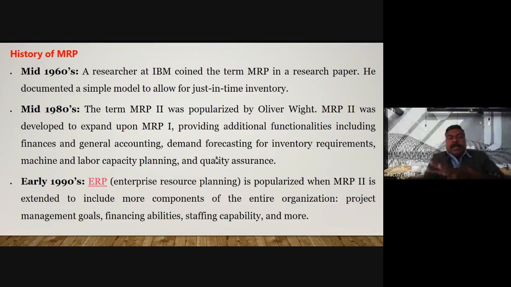After that, soon after 10 years, enterprise resource planning came into being. It was popularized when MRP2 was extended to include more components: the entire organization, project management, goals, financing abilities, staffing capability, and more. So the transformation of MRP to MRP2, and MRP2 to ERP, is the situation around the world now. Manufacturers globally are using ERP. So this is how the history of materials resource planning has been formed.